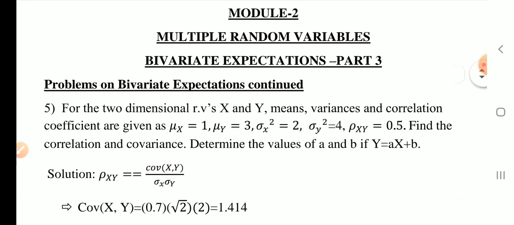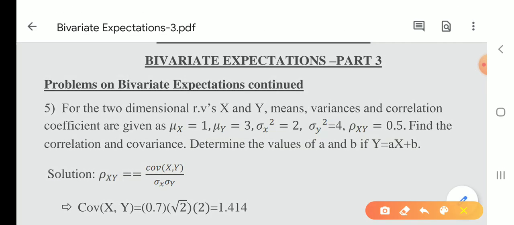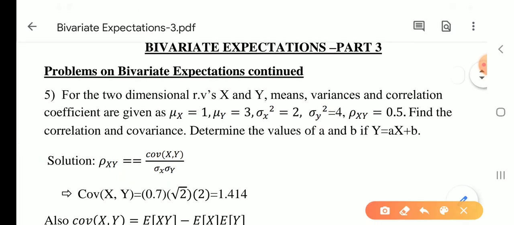For the two-dimensional random variable x and y, the means, variance and correlation coefficient are given as mean mu x is equal to 1, mean of y, mu y, is equal to 3, variance sigma x square is equal to 2 and sigma y square is equal to 4. Rho xy is equal to 0.5. Find the correlation and covariance. Determine the values of a and b if y is equal to ax plus b.